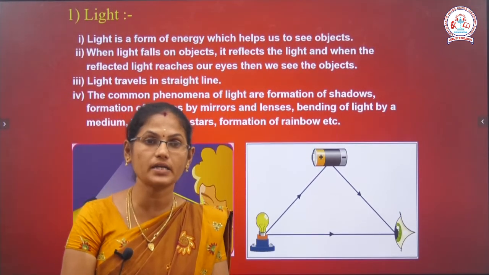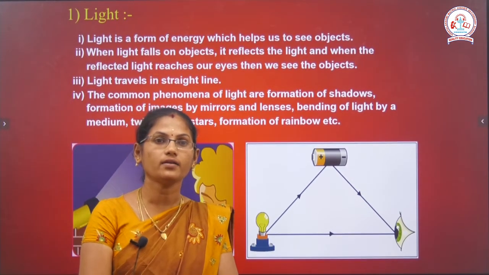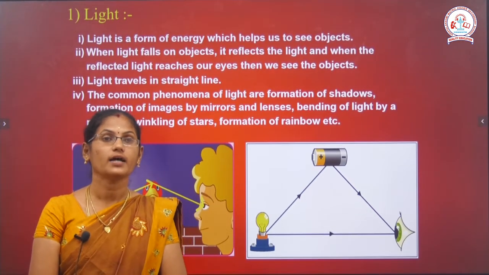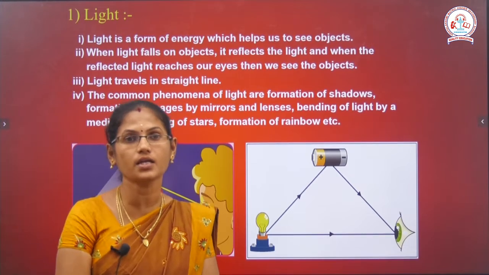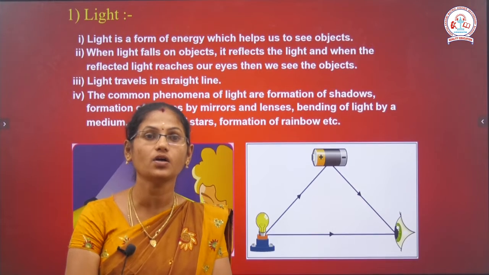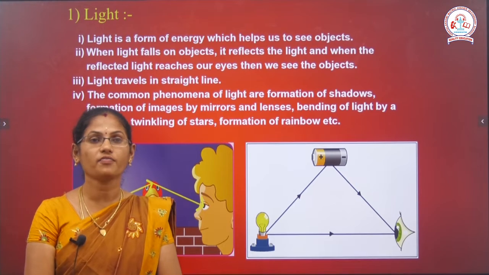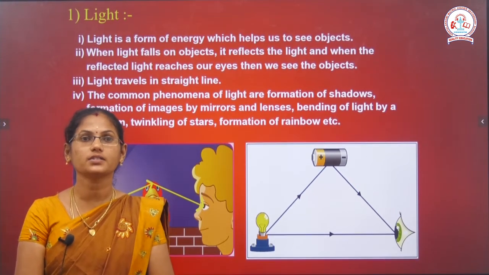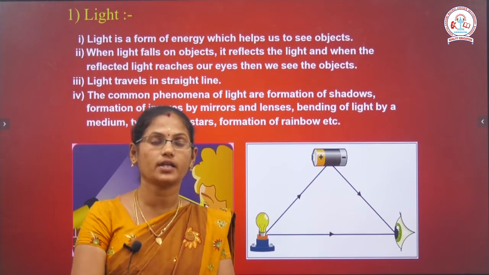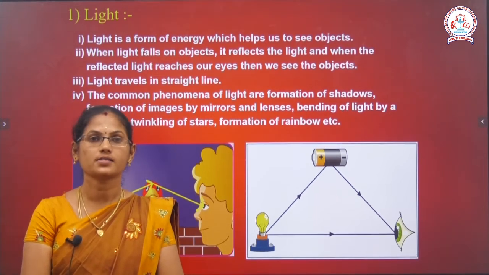So what is the first property? Light is a form of energy, and second, light always travels in a straight line, and third, light does not need any medium to propagate, and fourth, it can travel in vacuum. And what is the next thing? What is the speed of light in vacuum? 3 into 10 power 8 meter per second. So this is the next property of light.